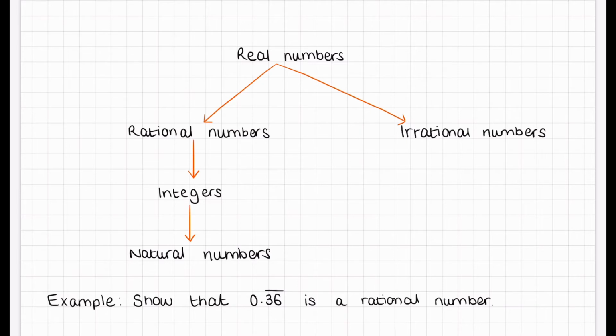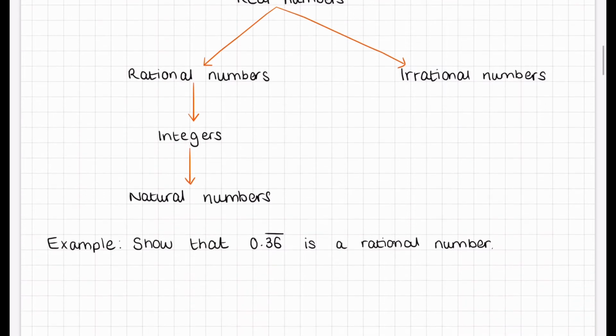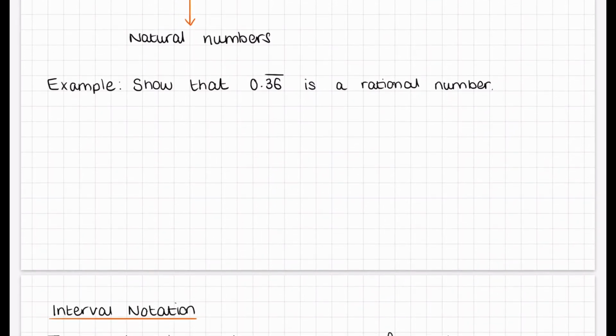Now, as I quickly just said before, a recurring decimal is rational. Any recurring decimal we can write as a fraction, and I'm going to show you how to do that to show that it's rational. So here we've got 0.36 recurring. To show that this is rational, we're going to do the following. So first of all, we're going to let x equal 0.363636. Obviously that carries on going, 36.